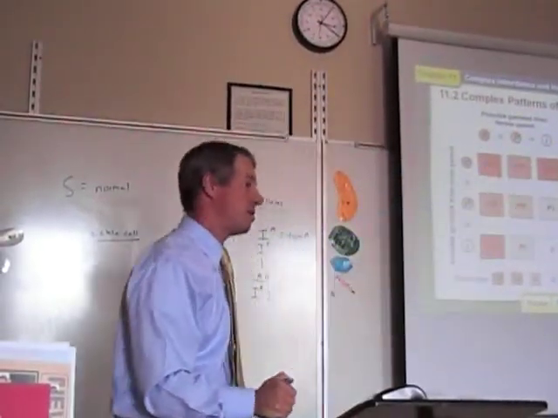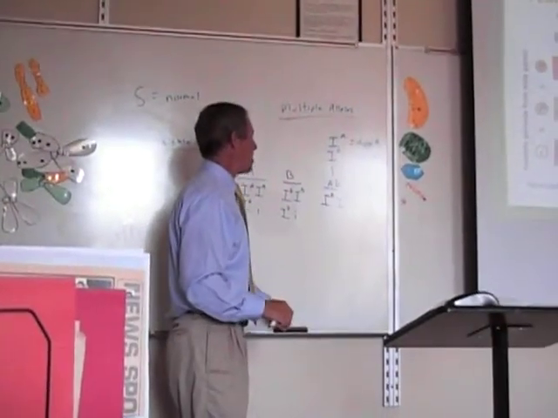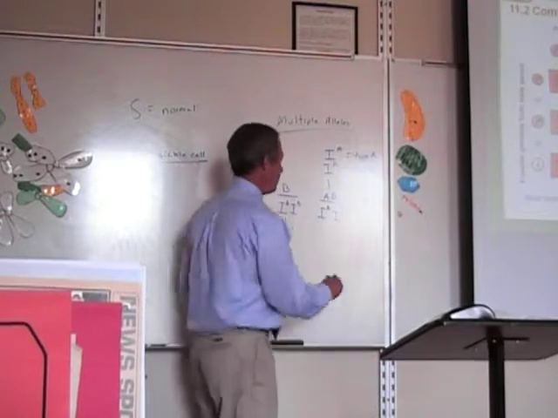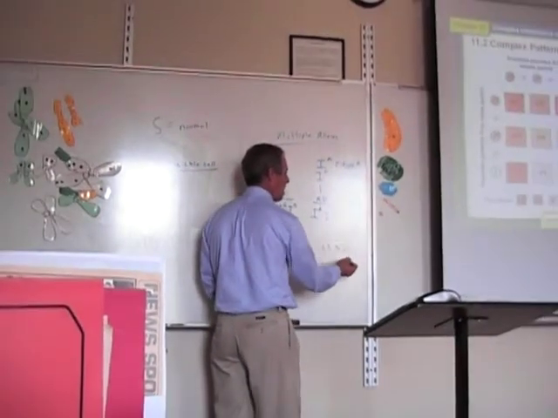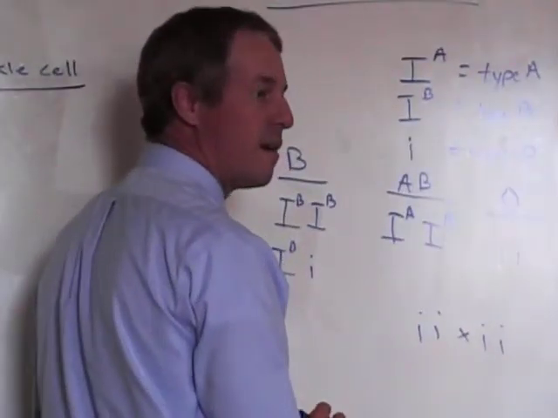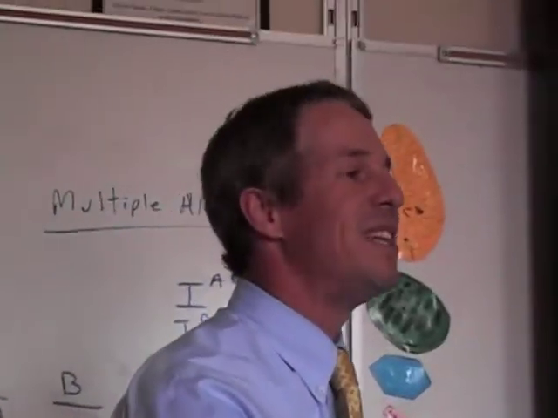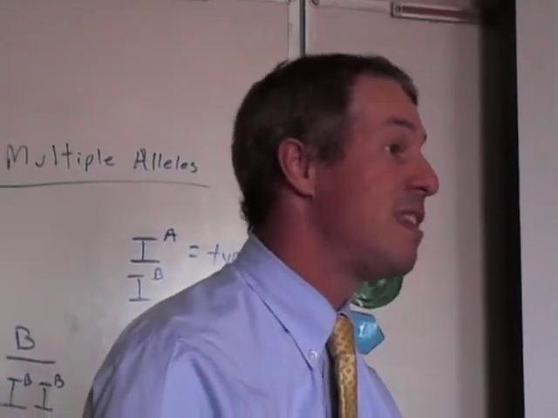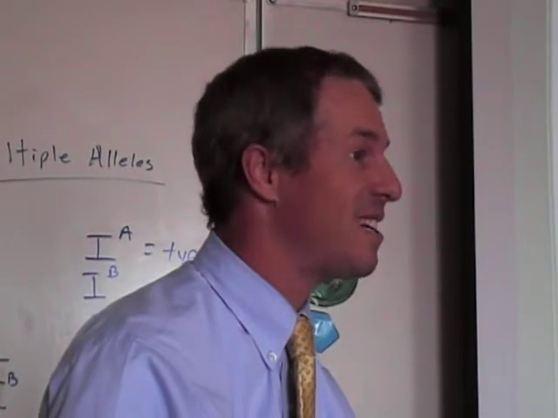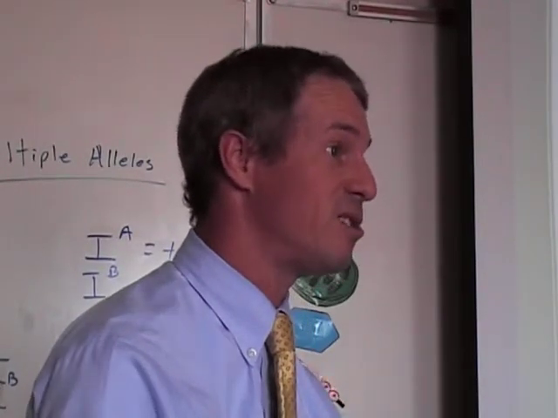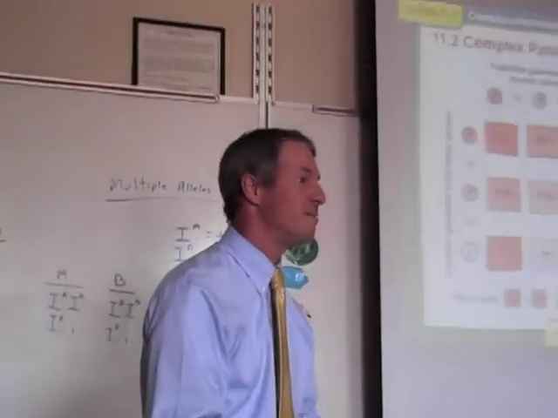If type O is recessive, why are 50% of people it? Because if a type O person, little i, marries another type O person, little i, what are all their kids going to be? Little i. All of them little i. So just because something is recessive doesn't mean there's not a lot of them. Think about Huntington's disease. Almost everybody's little h. They don't have Huntington's. Huntington's is a dominant disorder. So just because something's dominant doesn't mean there's a lot of it.